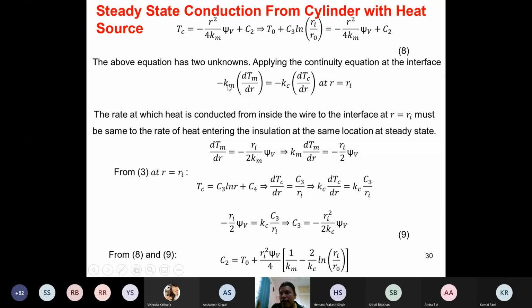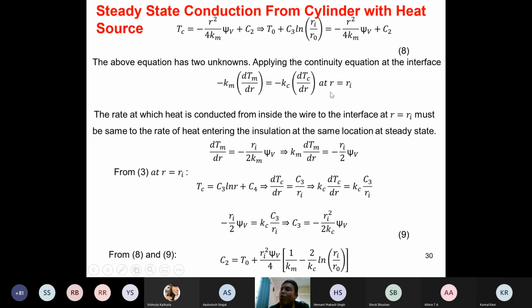The rate of heat flow from the metal wall to the insulation should be the same as the heat taken in by the insulation, isn't it? Correct? So we can write this equation as minus Km dTm by dr, which is the heat transferred from the metal wall to the insulation, and that should be the same as the heat taken in the insulation, minus Kc dTc by dr. This has to be true only at r equals ri, which is the boundary of the metal wall and the insulation. Correct?